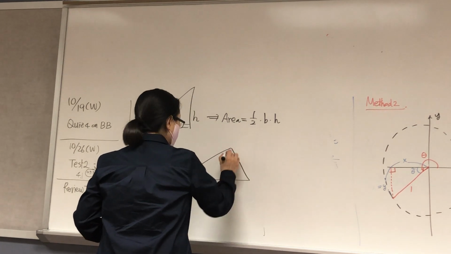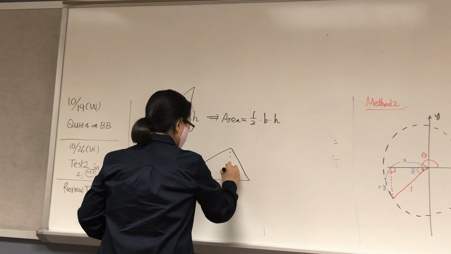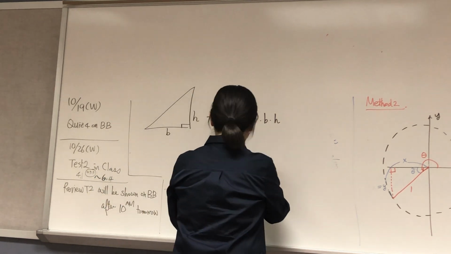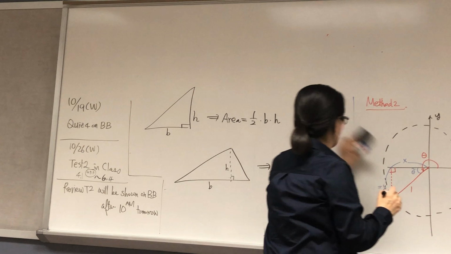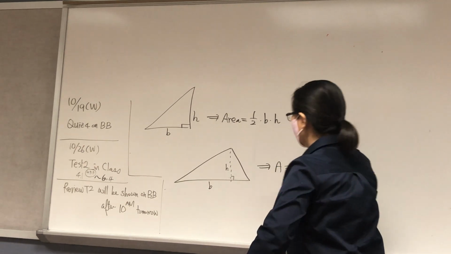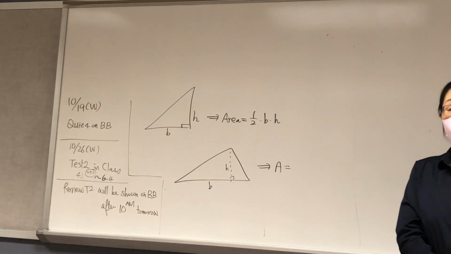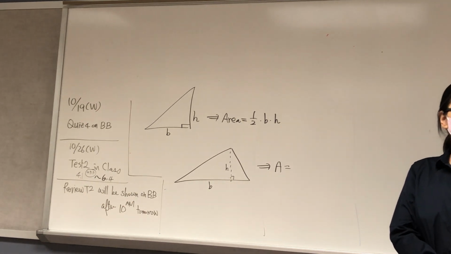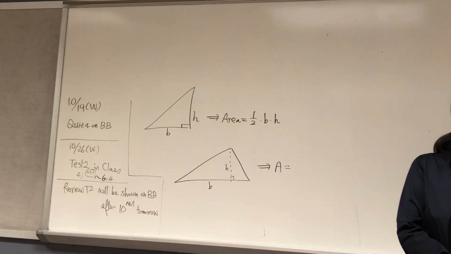This is B, this is H. How do you measure the area? This is a triangle, yes. Oh, I remember. Actually, I don't. I thought I knew.